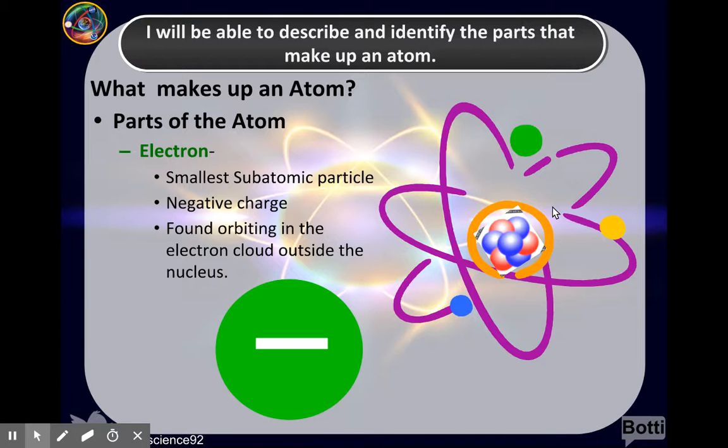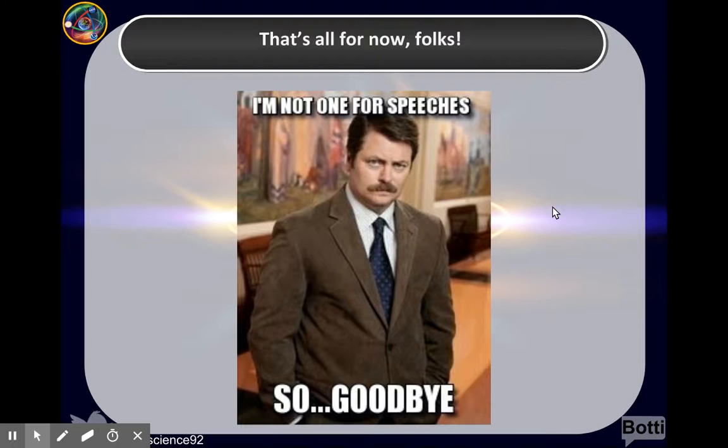Protons and neutrons both have a mass of 1 atomic mass unit. And I believe it takes about 1,000 electrons to equal that same mass. So they're very, very tiny. They have a negative charge, and again, they fly around outside of the nucleus in the electron cloud. So that was a very short little lesson, but that's all we've got for this one.